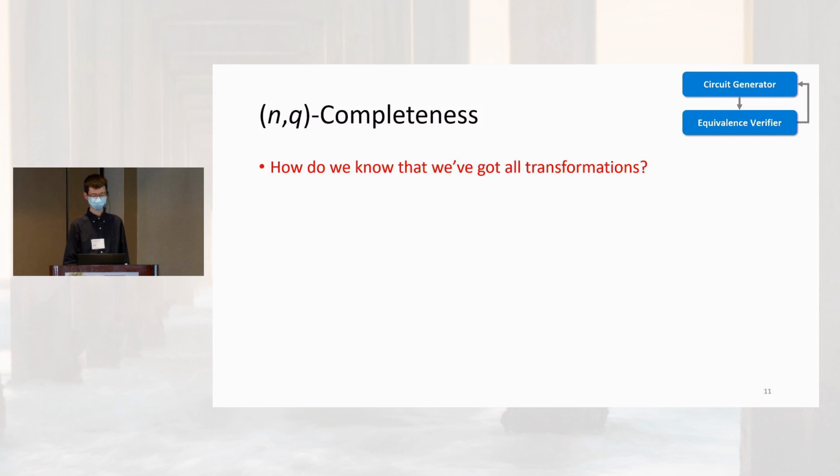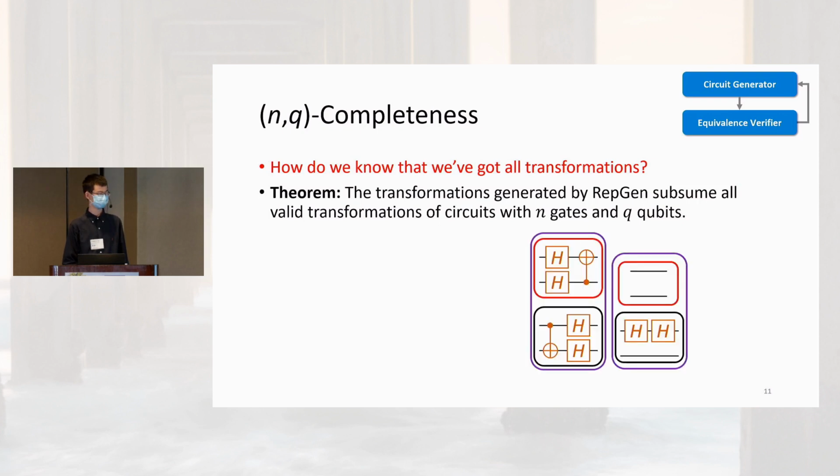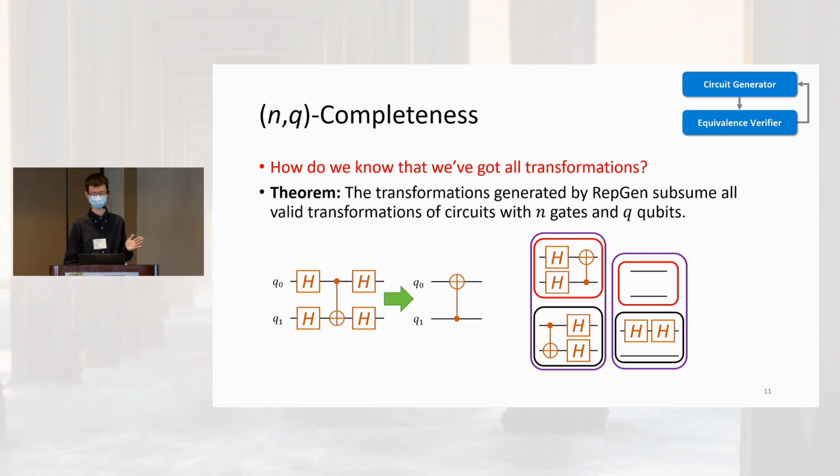So how do we know that we've got all transformations? We have a theorem in our paper that the transformations generated by RepGen subsume all valid transformations of circuits with n gates and q qubits. By subsume, for example, if we have these two pairs of equivalences, then we can subsume this transformation, as shown in the previous optimization example. With RepGen, we don't need to consider all 50 million circuits; we only generate 200,000 circuits, and it subsumes all valid transformations.